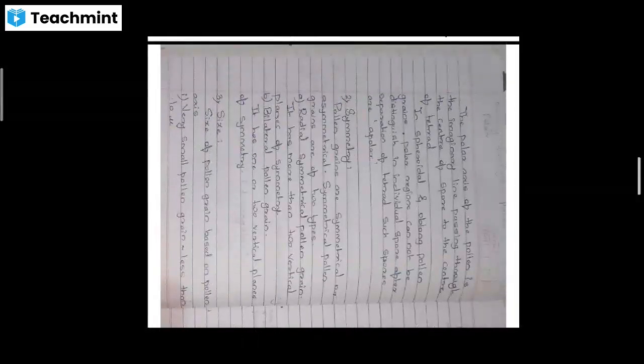Then the second point is regarding symmetry. Some pollen grains are symmetrical and some are asymmetrical. Symmetrical pollen grains are again differentiated into two types: one is radial symmetrical pollen grains and the second is bilateral pollen grains. In radial, the pollen grains can be differentiated by two or more vertical planes of symmetry, and in bilateral there is one vertical plane of symmetry. According to the vertical planes, they make the different types of symmetry.